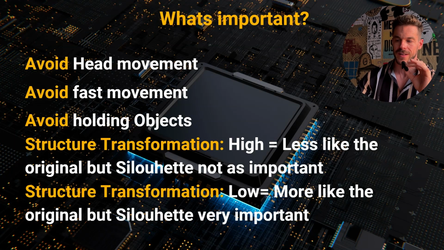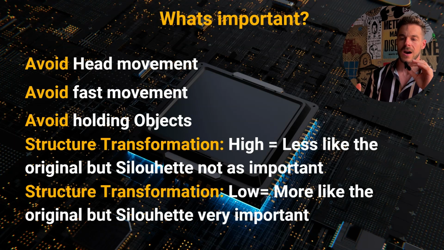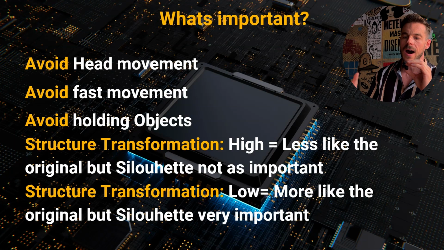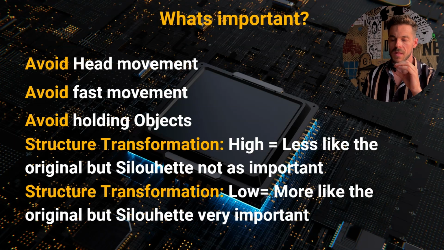And now to the structure transformation parameter. If this parameter is high, which is a value from 5 to 10, the video will turn out quite different from the original, but the silhouette of the restyled first frame is not so important. So if you just want a different style and look, but the movements are not so important, go with the higher structure transformation parameter. And if you go with a lower structure transformation parameter, something between 1 and 5, the movements of your restyled video will be exactly the same as in the original video. So if the movement is important, go with lower values.